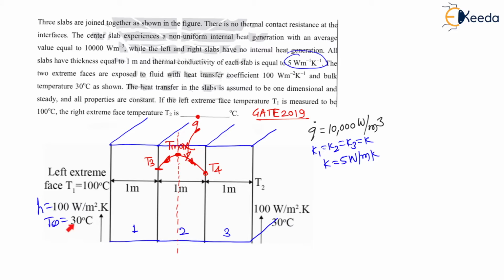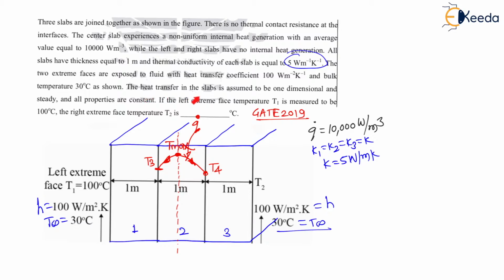Fluid temperature T infinity is 30 degrees Celsius. As well as on the right side, the convective heat transfer coefficient h is again 100 and fluid temperature is again 30 degrees Celsius. Means both sides are subjected to the same fluid with the same convective heat transfer coefficient h and the same fluid temperature T infinity. Right, this is a given.